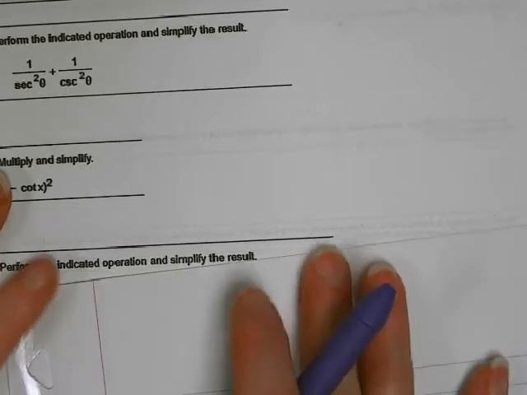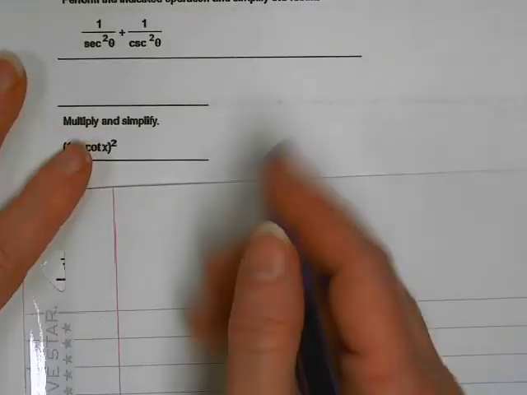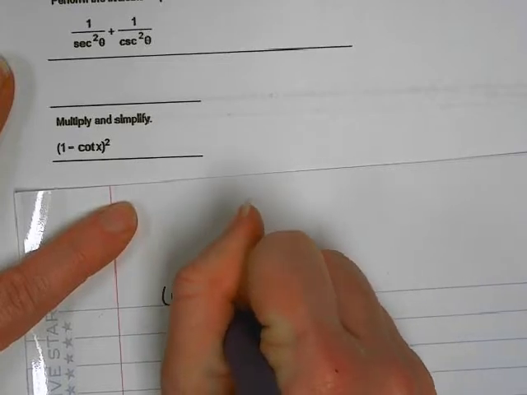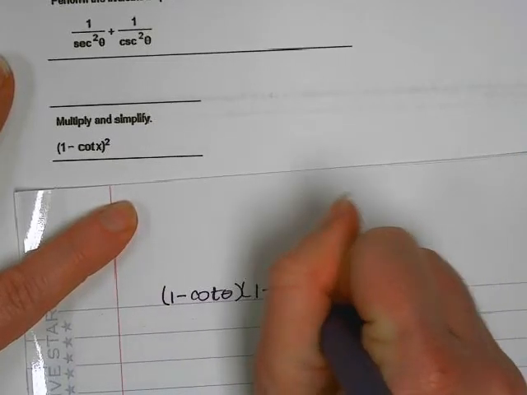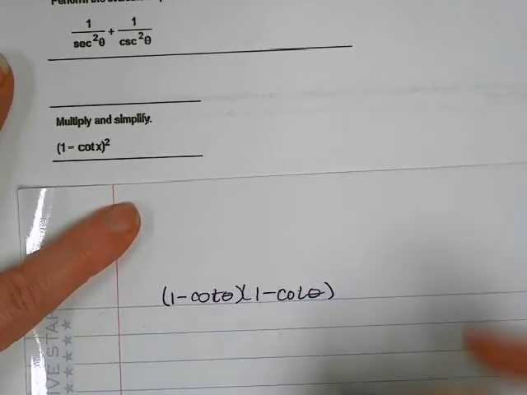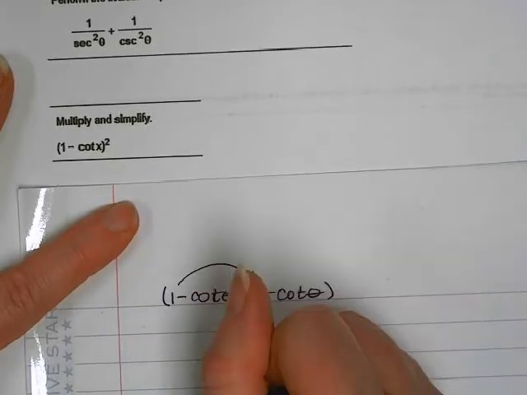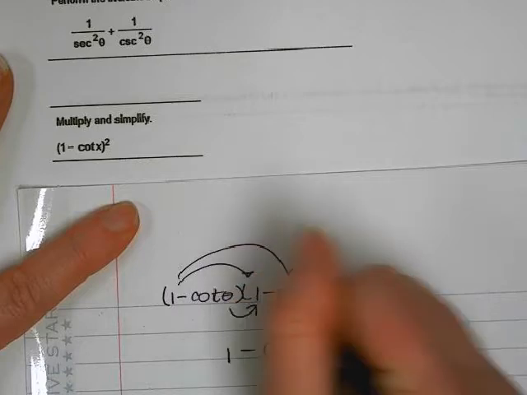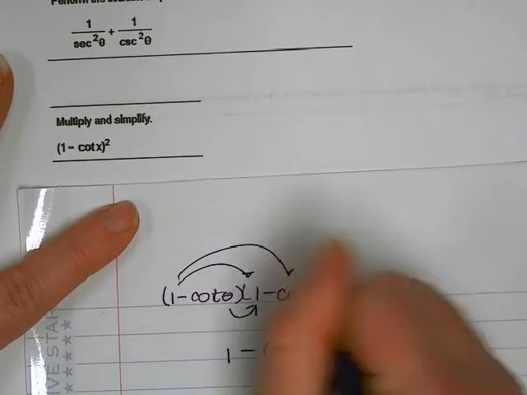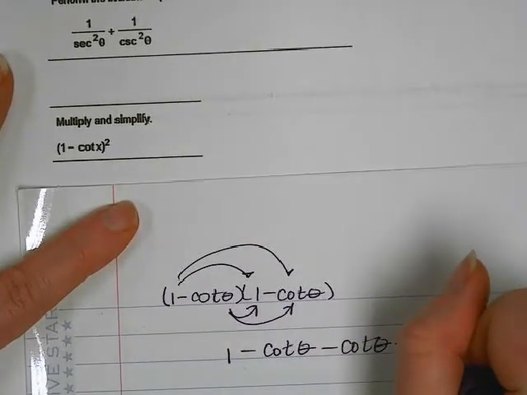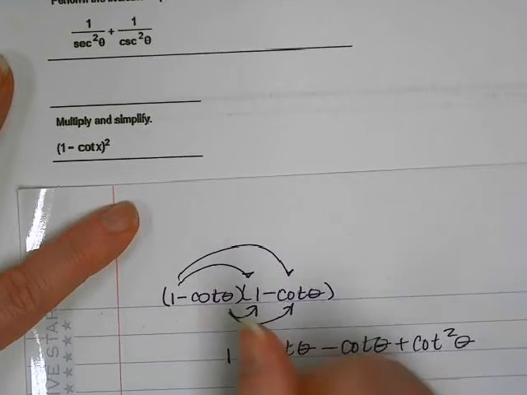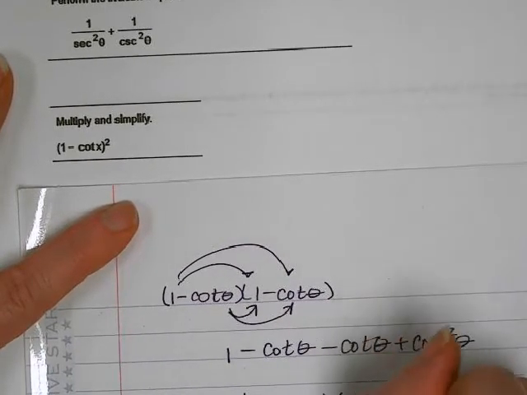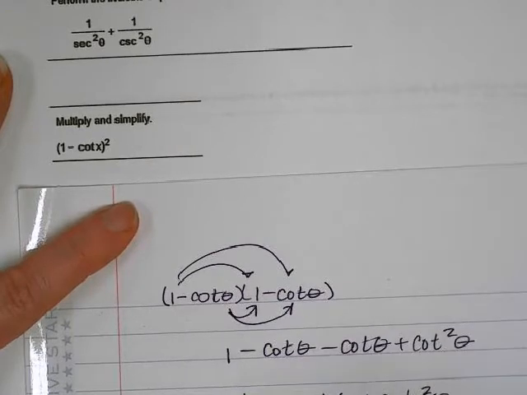Whenever it says 1 minus cotangent and it says multiply and simplify, they want you to write it down twice and FOIL it. So 1 minus cotangent times 1 minus cotangent. And then we FOIL. 1 times 1 is 1. 1 times negative cotangent is negative cotangent. Minus cotangent, plus cotangent squared. That would be 1 minus 2 cotangent theta plus cotangent squared theta.